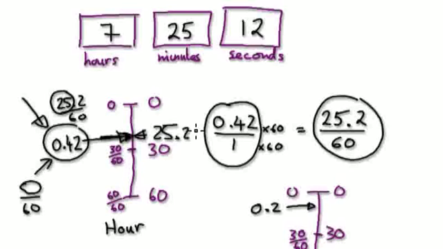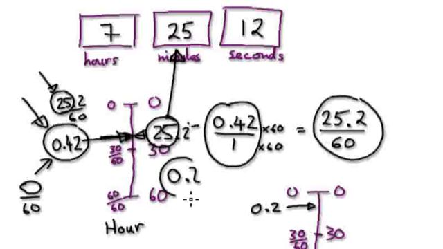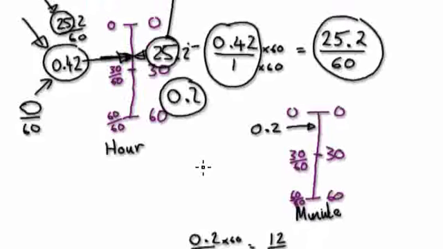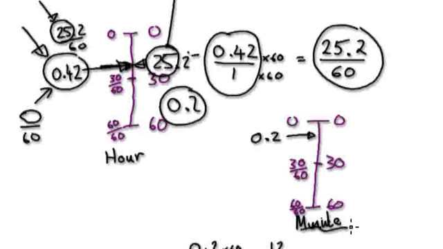Okay, but then this 25 here corresponds to 25 minutes. So this is where you get the 25 minutes. But then you still got the 0.2 here. You still got the 0.2 of a minute. Now you would jump to your minute scale here. So this is our decimal representation of the minute. Now half a minute here would represent 30 seconds.